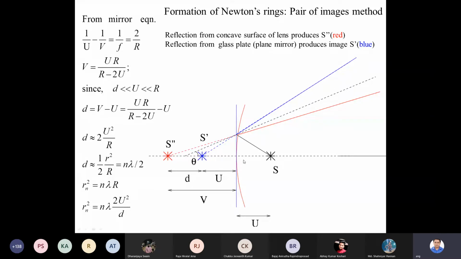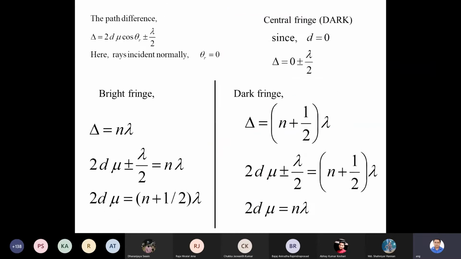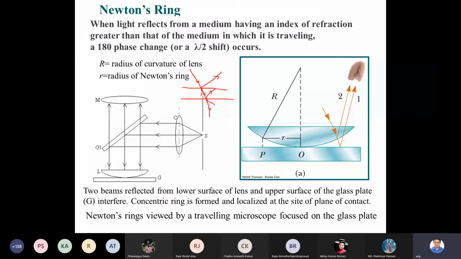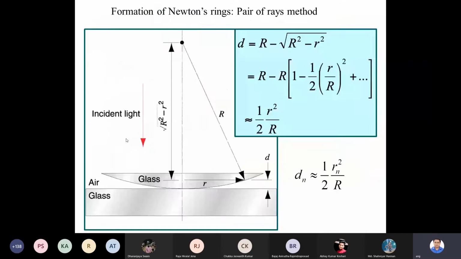So how can you realize this with the pair of image method? You can just think of having a mirror, and you have a source here. Where is the source? Just think about this. You have the main source here, but you have an extended source here. So this is the secondary source you are getting.